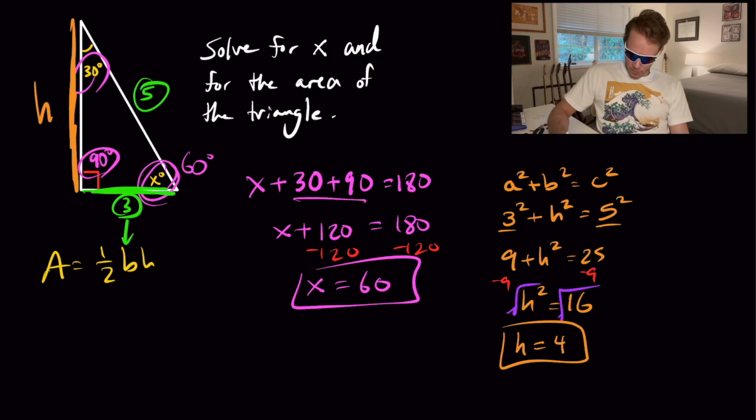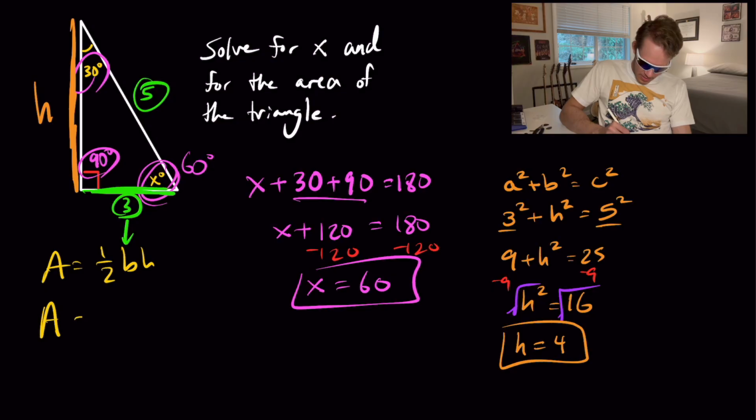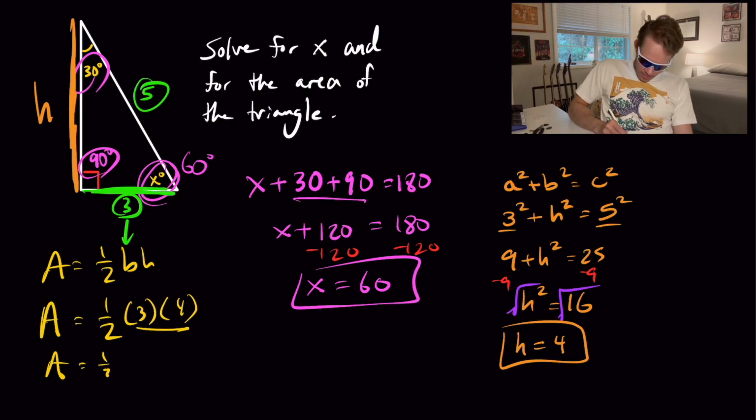So if the height is 4, and we wanted to find the area, we'll have area is equal to 1/2 base, which is going to be 3, times the height, which is 4. So 3 times 4 is 12. So the area is equal to 1/2 times 12. 1/2 times 12 is 6. So the area is equal to 6.